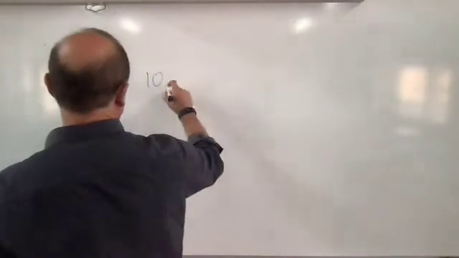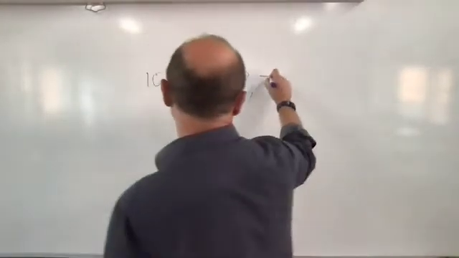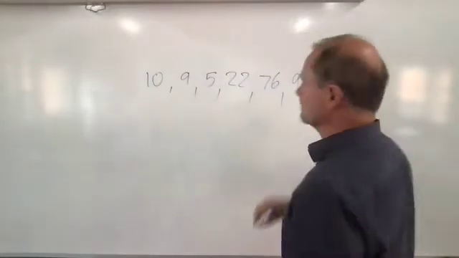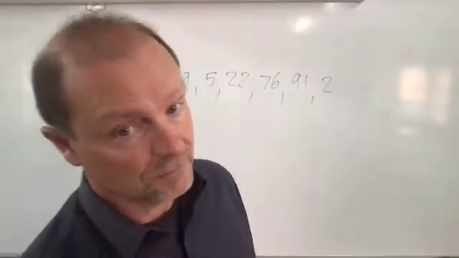Here we go, let's give this a go. Some good numbers are 10, 9, 5, 22, 76, 91, and 2. You can see those numbers on the board. I'm going to do a standard deviation of those numbers.